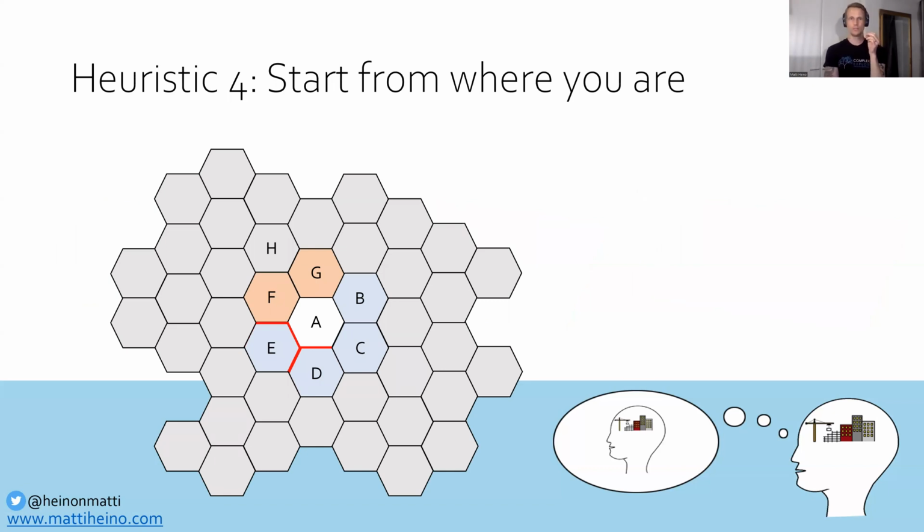And now the fourth heuristic, talking about not where you imagine you might want to be. This is also something that Dave Snowden often talks about. So in this grid, you have panel A, which is your current state now. And B, C, D, E, F, and G are your adjacent possible states.